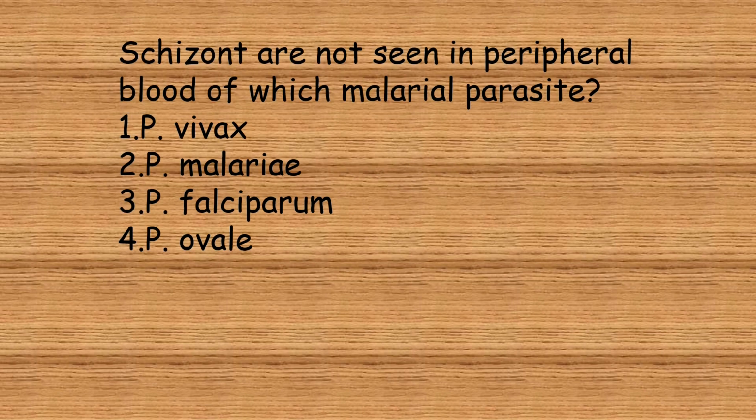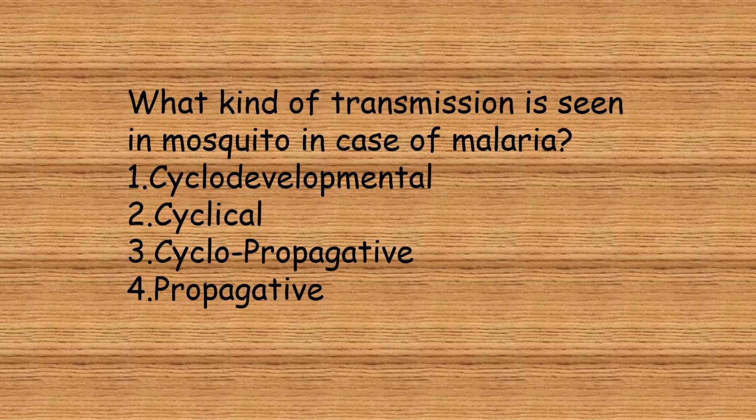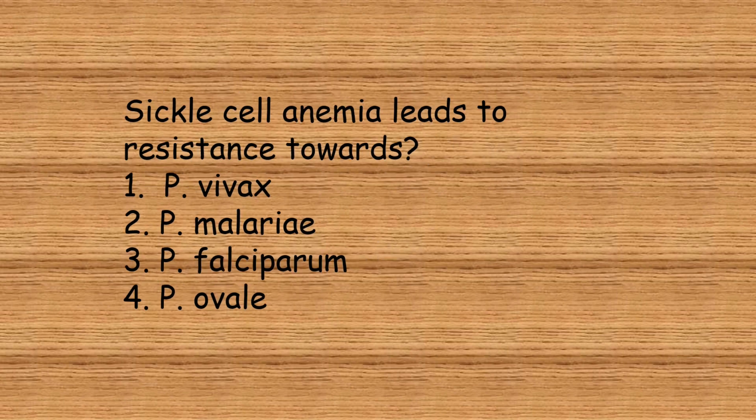Coming to the next question, schizonts are not seen in peripheral blood of which malarial parasite? So we know that the schizonts and trophozoites are usually not seen in the Plasmodium falciparum infection. What kind of transmission is seen in mosquito in case of malaria? And we have also discussed this one. The answer is cyclopropagative. The last question here is, sickle cell anemia leads to resistance towards. Sickle cell anemia actually leads to relative resistance against severe forms of malaria, which is most commonly seen in falciparum. So the answer here is P. falciparum infection.